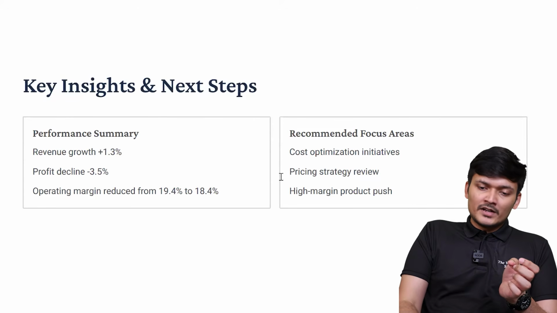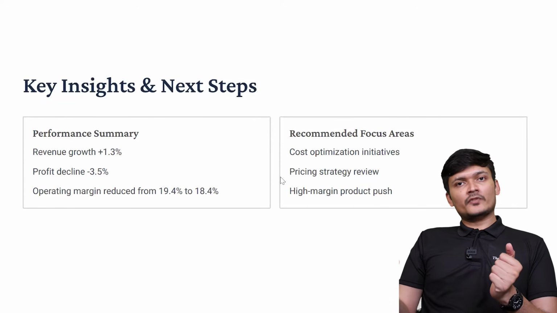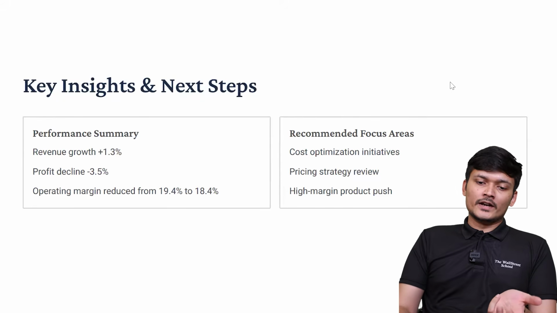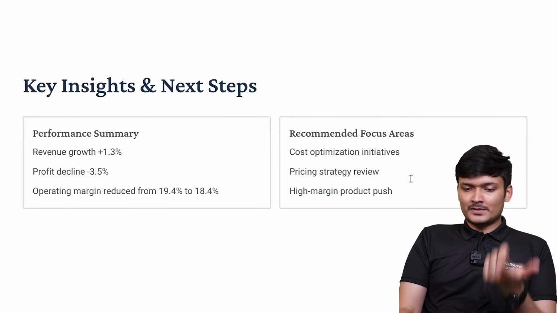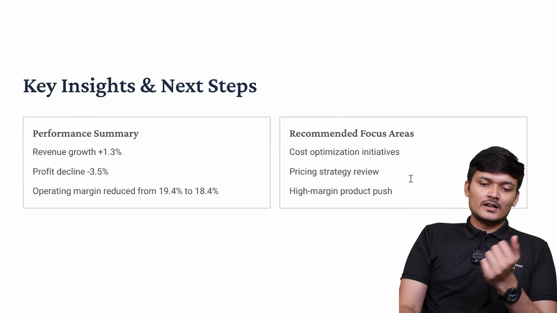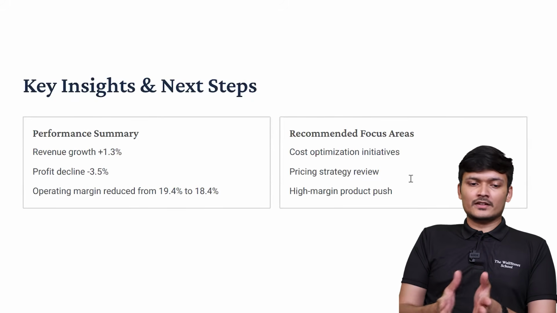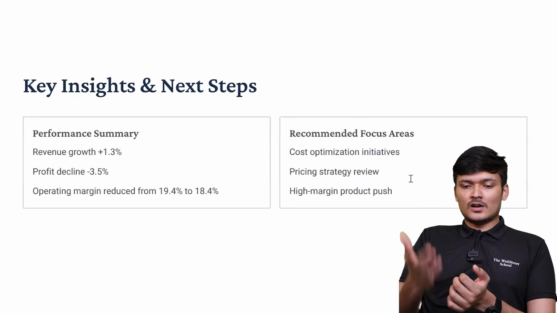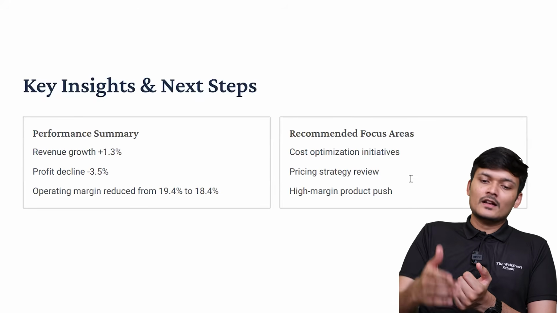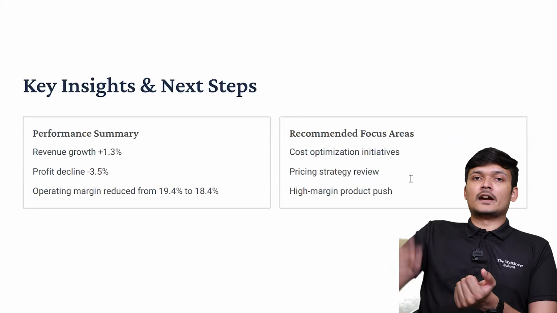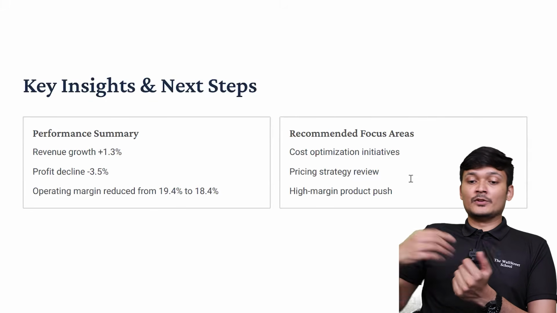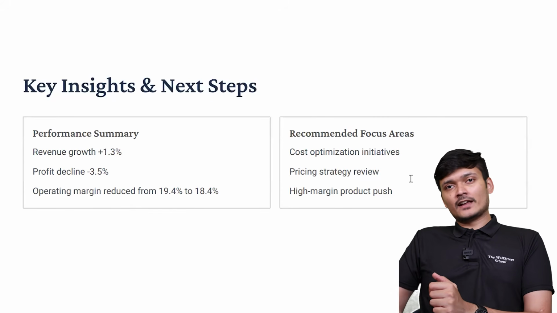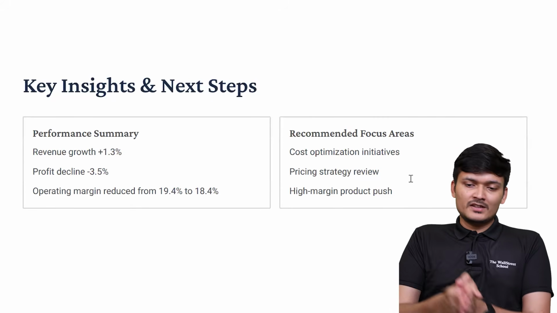Now you can see the recommended focus areas it was also able to figure out, because it's again an AI tool, right? It is saying that you need to figure out your cost optimization initiatives, pricing strategy, high margin product push, and only then will you be able to fix these things. Of course, you need an analyst or consultant to come in and verify all these facts and then figure out what strategy to follow. Or you can just take the slide, give it to ChatGPT and ask, hey, based on these recommended focus areas, can you give me a strategic plan?